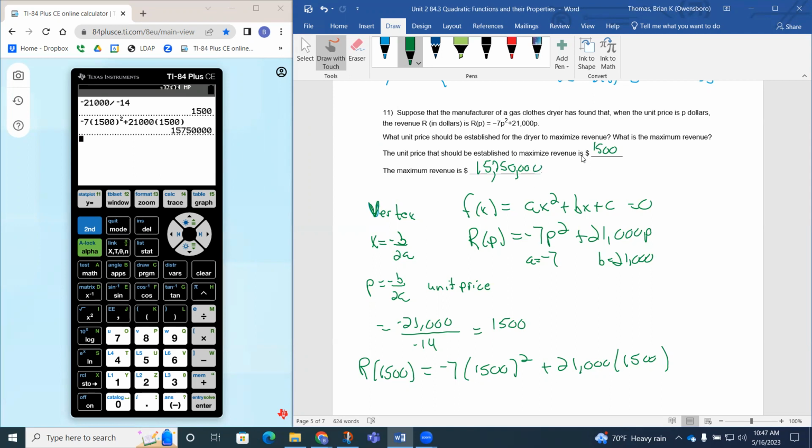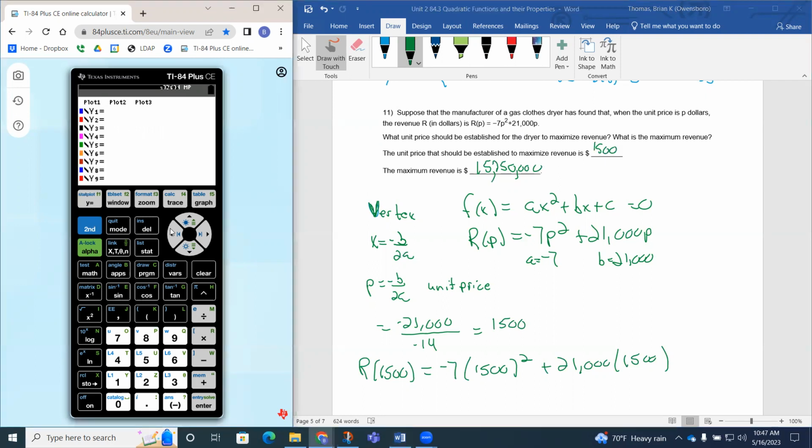So notice how this would be kind of tricky to do with the graphing calculator, because you have to make the graph appear on the screen. And notice how the Y value has to be really, really up there a little bit. So if I do try to use the calculator on this, we have this -7x squared plus 21,000x. If I try to graph this, notice that I don't get much of the graph going on here because of the extreme values that we have to do.